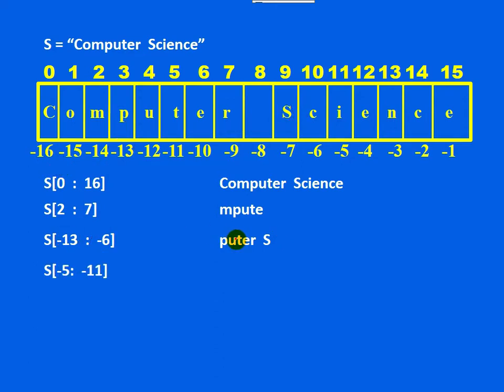One more example. What is the output of this statement? All the characters starting with index minus 5, and ending with the index minus 11 minus 1, that is minus 12. So from this starting point you cannot move backward. From the starting point you can only move forward, which means this is not a valid statement. So this one returns an empty string. An error is not returned as the answer. So if you give invalid statements like this, the answer is an empty string. So please make a note of this one.